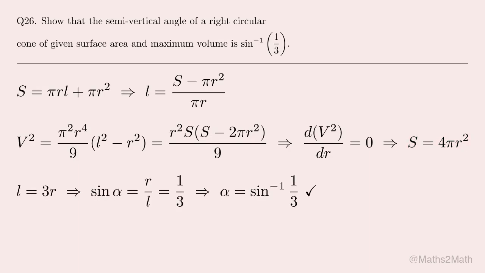Then pi rl equals S minus pi r squared equals 3 pi r squared, so L equals 3r, and sine of the semi-vertical angle, r over L, is 1/3.